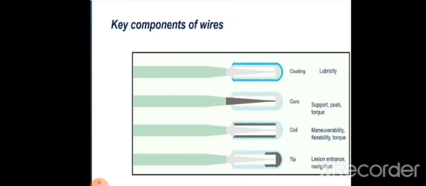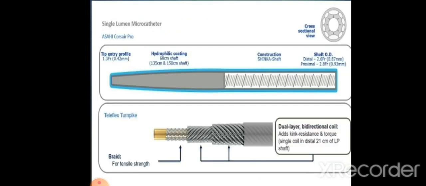There are some properties that everybody should know about the components of the guide wires and how the different characteristics of the wires could affect our performance. One of these is the coating, the type of coating of the wires, which will affect the porosity; the design of the core, which helps with support, push and durability; the tip coiling, which helps with maneuverability, flexibility, and torque; and finally the shape of the guide wire tip for lesion entrance and navigation.